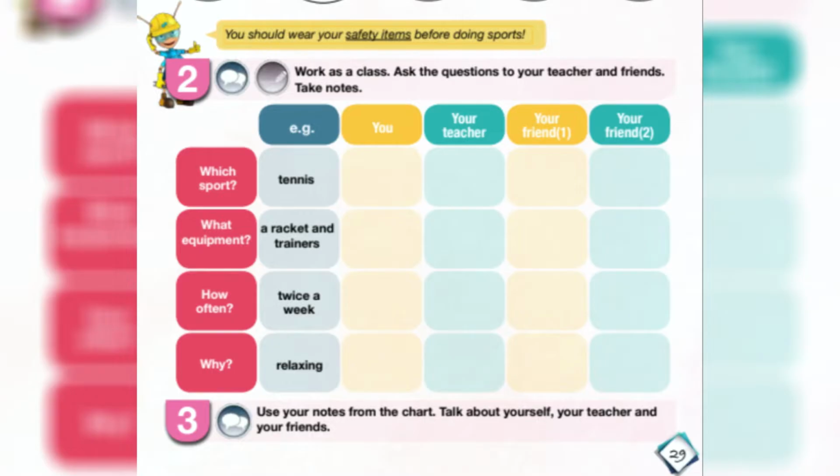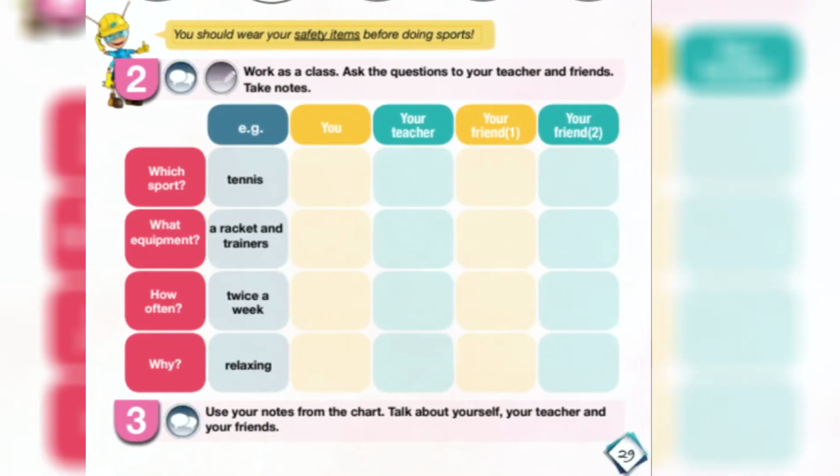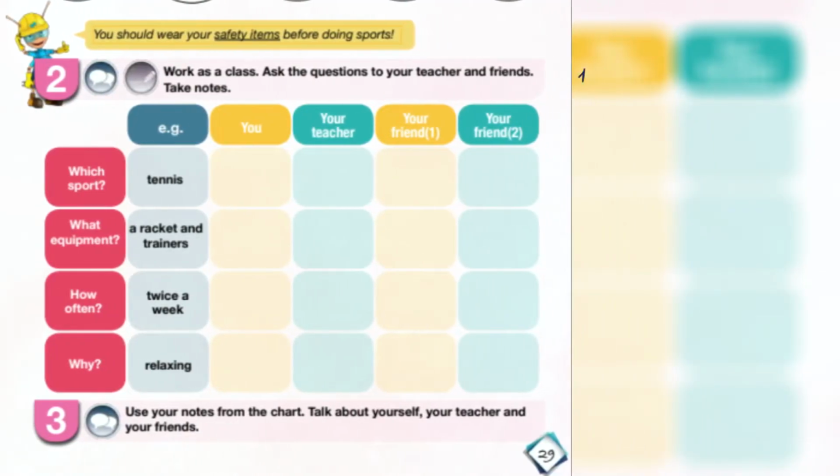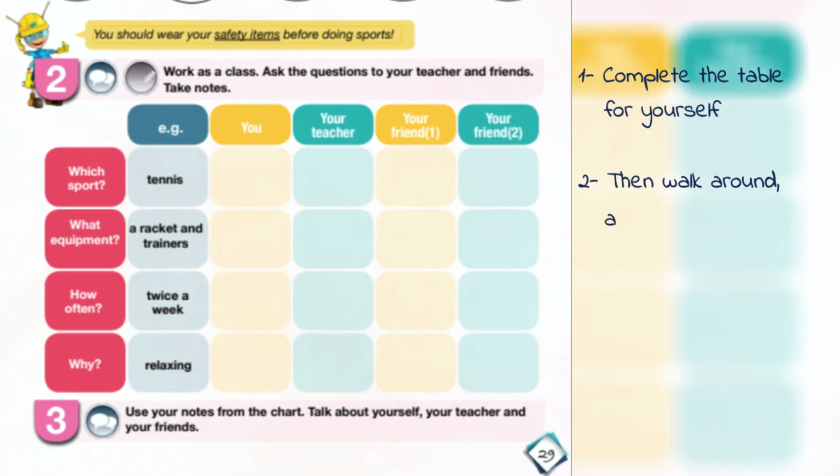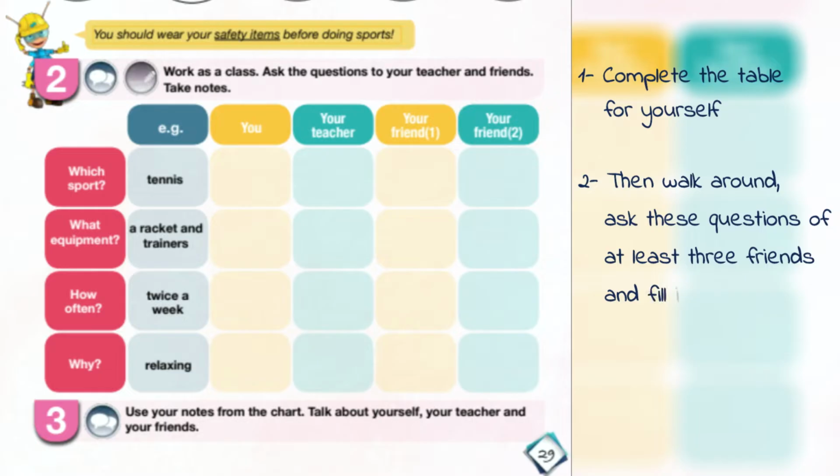Second of all, related to this instruction, there's no clarity. Maybe the instruction can have steps, smaller steps. 1, complete the table for yourself. 2, then walk around, ask these questions of at least 3 friends and fill in the table.